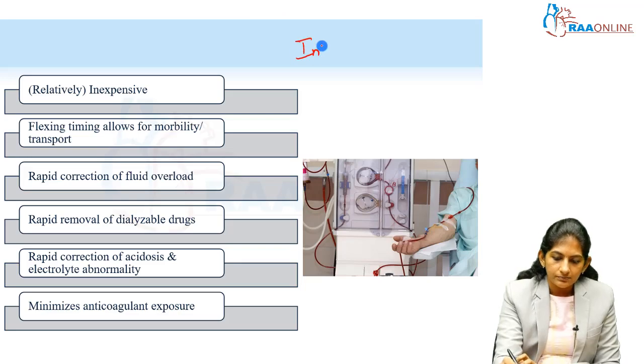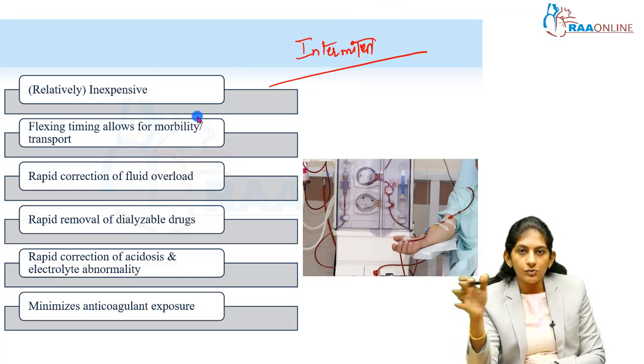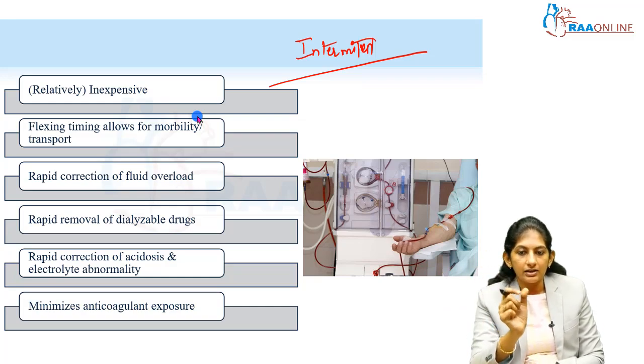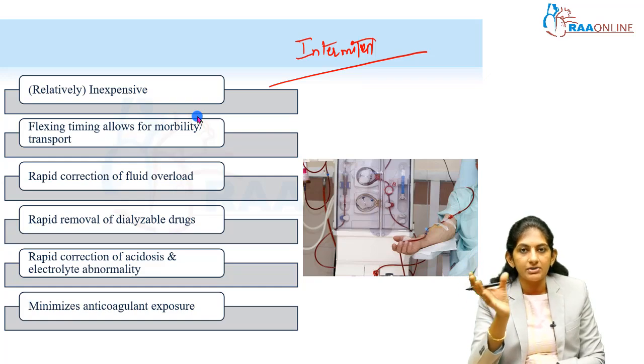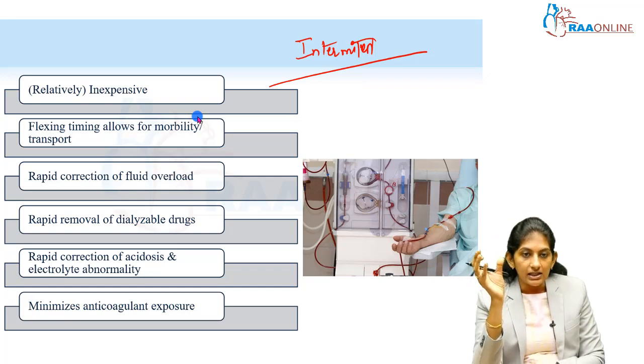This is about intermittent therapy. What happens in intermittent dialysis? So this is relatively inexpensive. When we subject the patient to continuous hemodialysis or filtration, it is going to be an expensive modality, and in the intermittent technique you allow the dialysis or the filtration to happen only for a specified amount of time, say 3 to 6 hours or a maximum of up to 8 hours. So it depends on the patient's condition. So flexible timing is there.